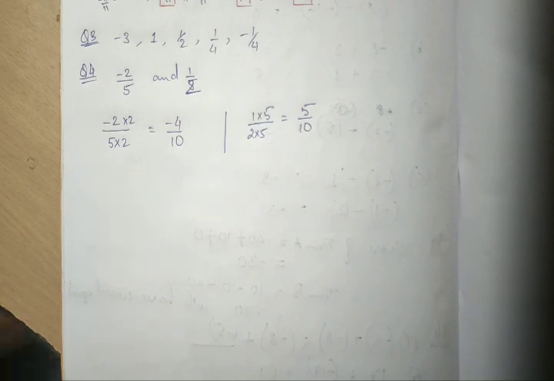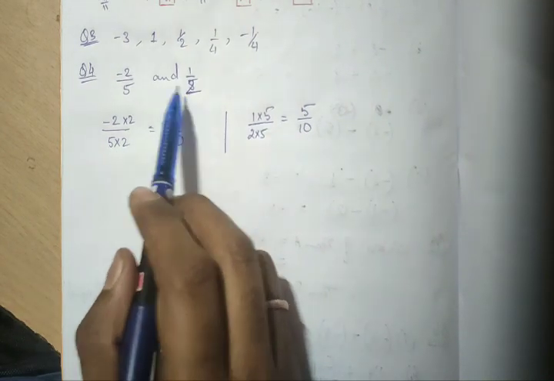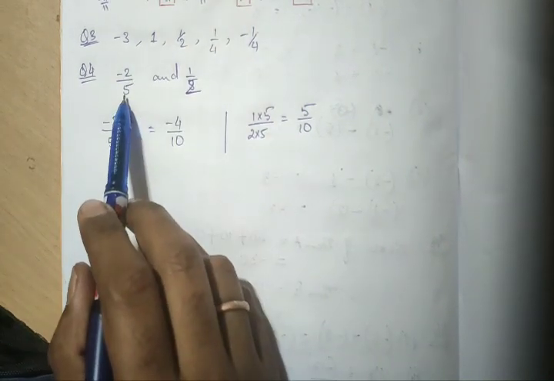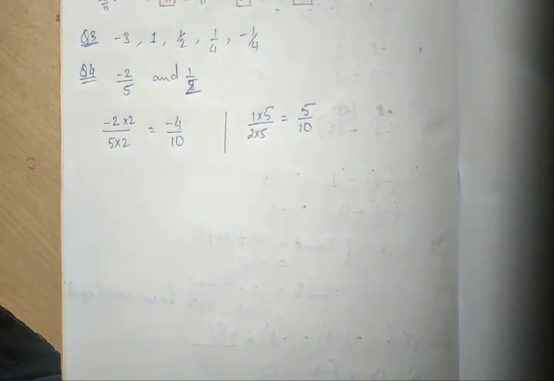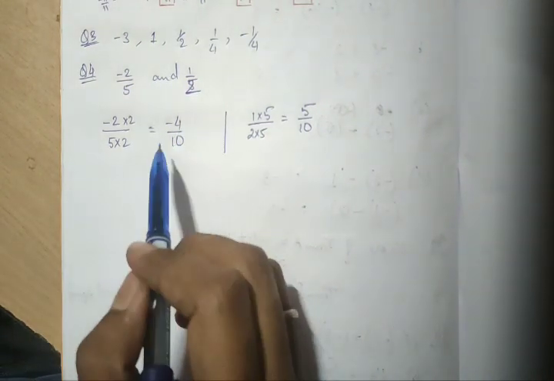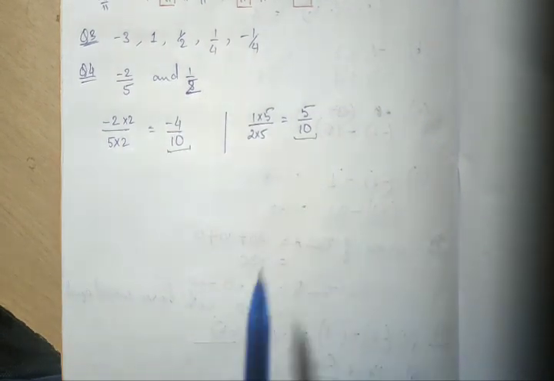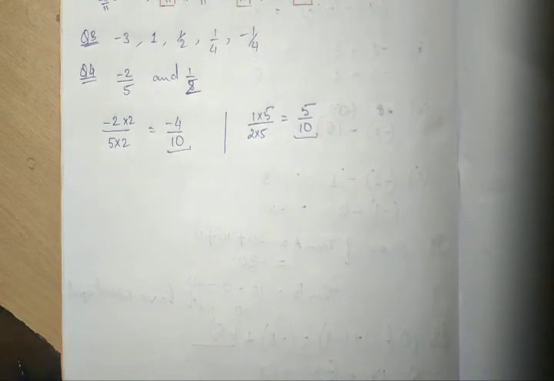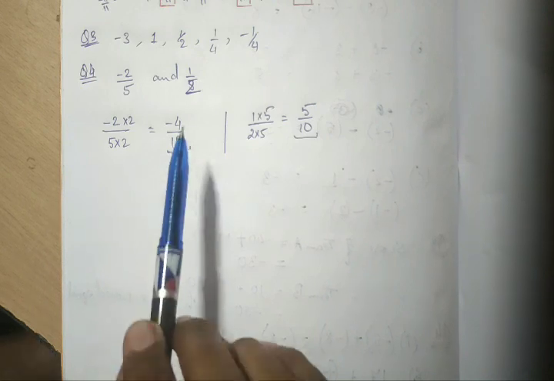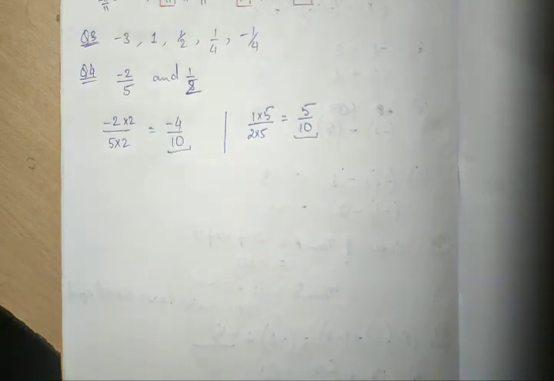Students, did you understand what I have done? I have just multiplied 2 with both of these numbers and 5 with these 2 numbers, to make the denominator same. Now we have 2 rational numbers with same denominator, so we can find many numbers in between these two numbers. First of all, we need to see the difference between the numerators. What is the difference between the numerators?